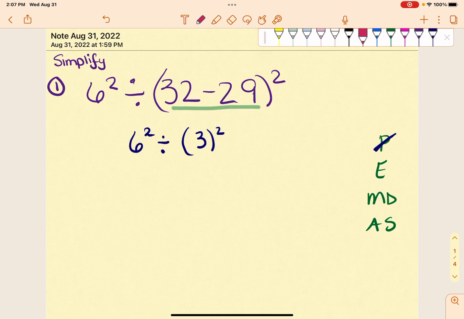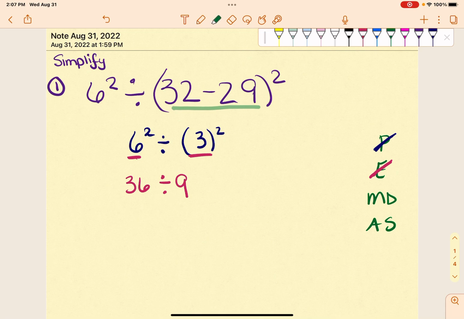So the next thing I have is exponents. And actually I have two separate exponents right here that I can do. So 6 squared is going to be 36. And 3 squared is going to be 9. So that takes care of our exponents.